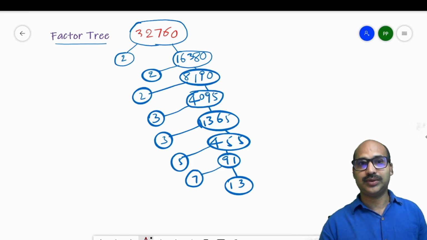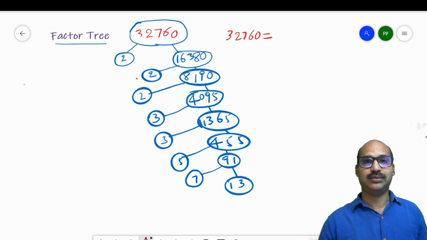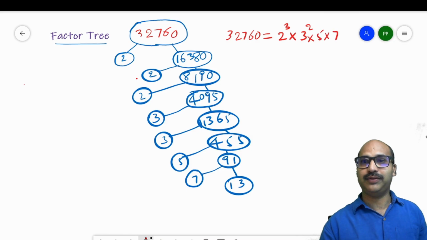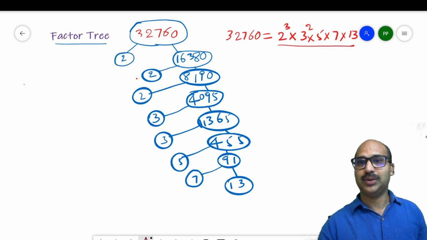So 32760 is equal to, how many 2's are there here? 1, 2, 3. So 2 cube into how many 3's? 2. 3 square into 5 into 7 into 13. So this is equal to this. So this 32760 is factorized. These are the factors of this 32760 number.